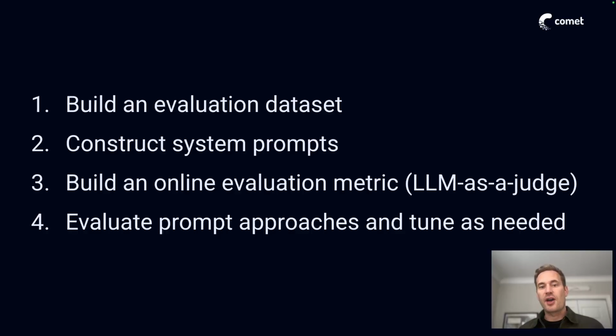We'll build an online evaluation metric. This is how we're actually going to assess which one of our system prompts is the best at producing the certain level of cautionary risk statements that we'd like. For that, we're going to use an approach called LLM-as-a-Judge, which I'll talk a little bit more about. And then lastly, we're going to evaluate and see which one performed the best at scale across our entire evaluation data set, and we'll tune things as needed.